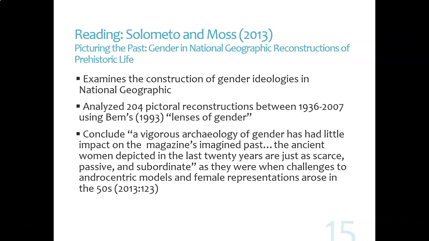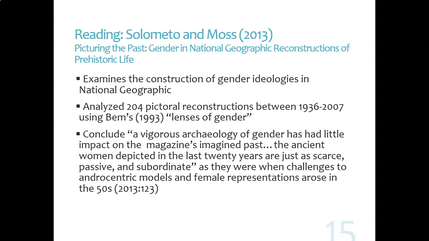In this, they looked at 204 pictorial reconstruction publications in National Geographic dating between 1936 and 2007. They're hoping to capture changes in archaeology and anthropology as a discipline, in science communication, and in societal values, right? So they got a huge range of time periods captured. And then they come to some pretty conclusive conclusions that show that even though since the 1980s we've developed what they call, and what I would argue to be, a very rigorous archaeology of gender, it's had very little impact on the magazine's imagined past.